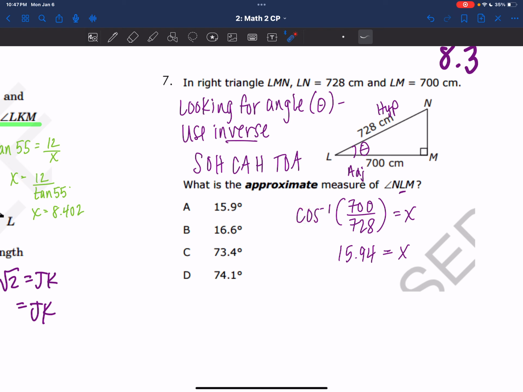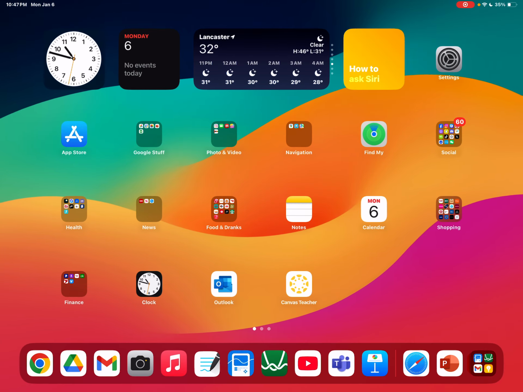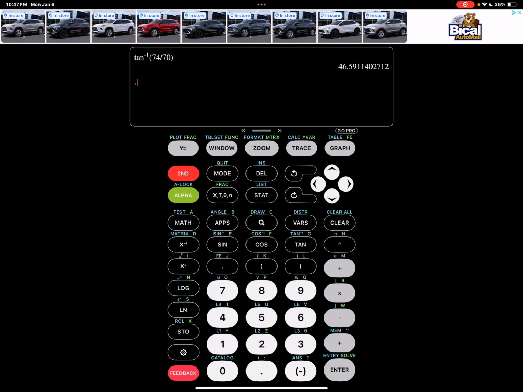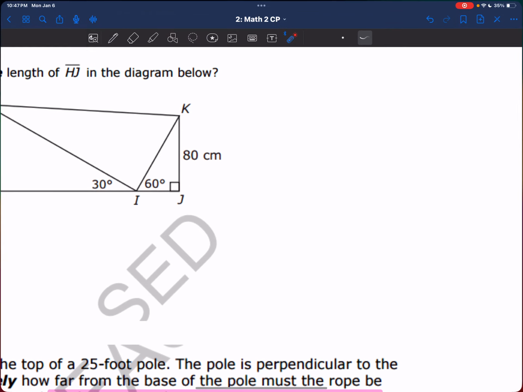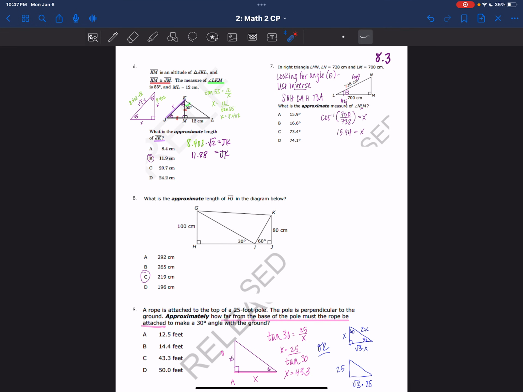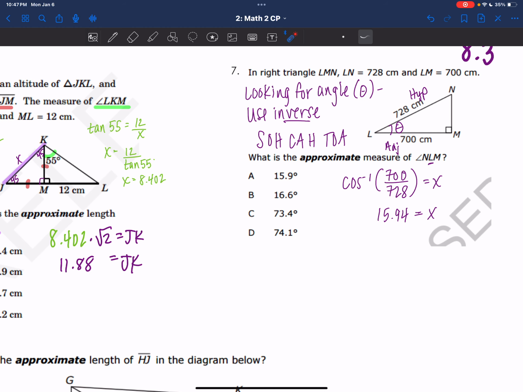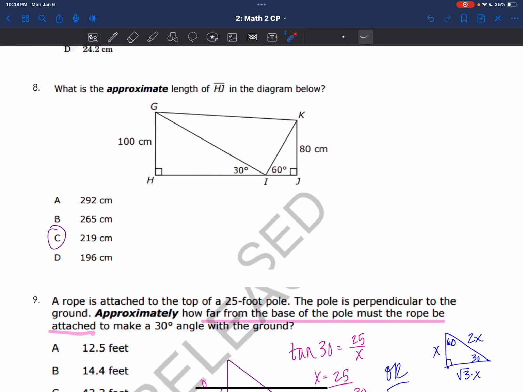So it's 700 over 728. So second cosine of 700 divided by 728. Press enter. And that's going to give you that answer there. All right, and then so 1594, so this would be the best. All right, now this one, this is actually a repeat, so I'm not going to worry about that one.